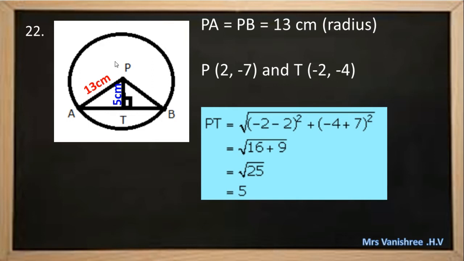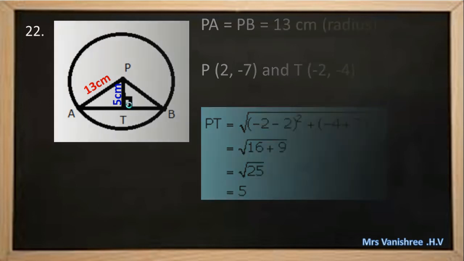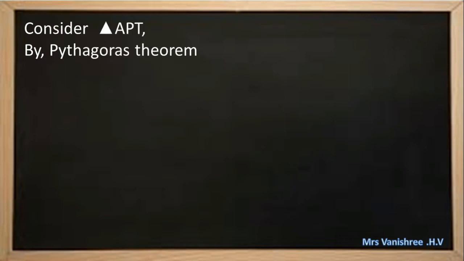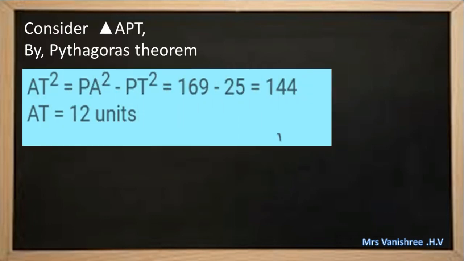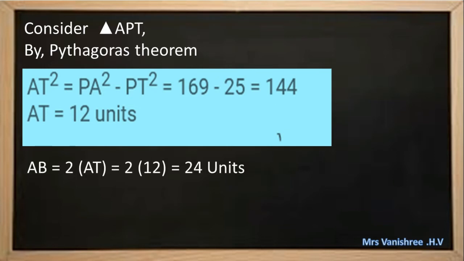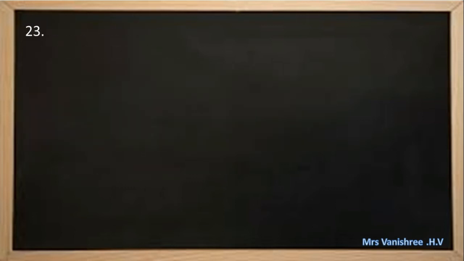Observe the diagram, children. AP is 13 centimeters, PT is 5 centimeters. At the point T we have an angle equal to 90 degrees. Very easy, I hope you have got this. It is nothing but the Pythagoras theorem. By considering the Pythagoras theorem, the measure of AT will be equal to 12 units, therefore AB will be equal to 24 units.